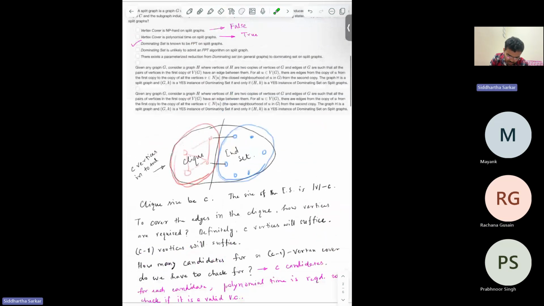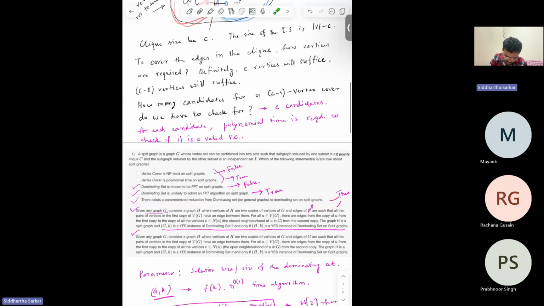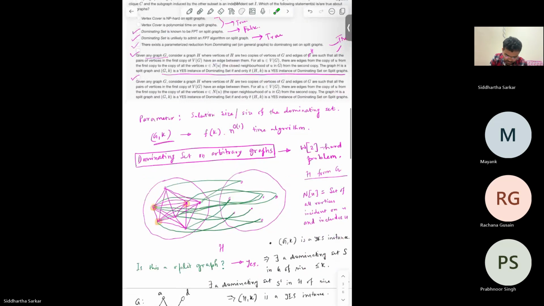So the dominating set reduction, I'll just recap once. What they do is very simple. They take any graph G, and from G they construct another graph H, which is a split graph.